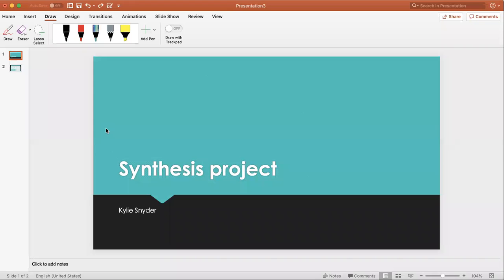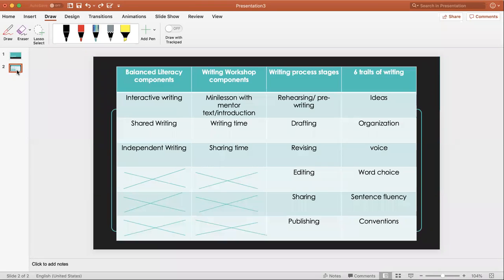Okay, so this is my synthesis project. It's by Kylie Snyder. Okay, so these are the 4 columns that I have with all of the stuff in them. So we have balanced literacy components, which is interactive writing, shared writing, and independent writing.